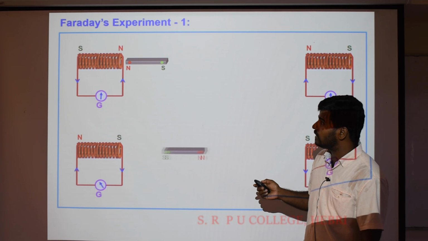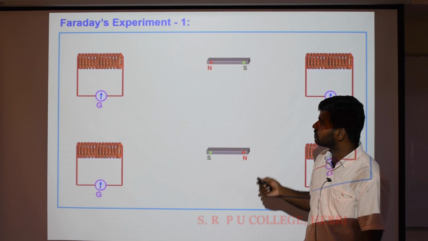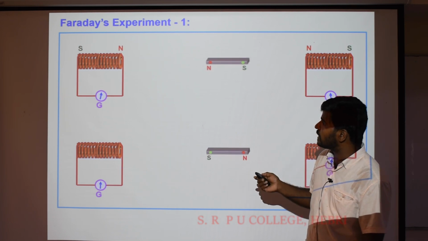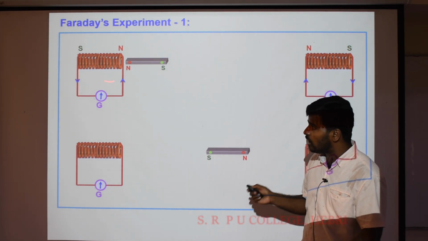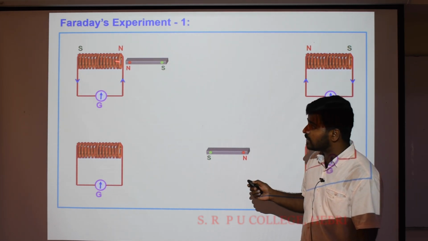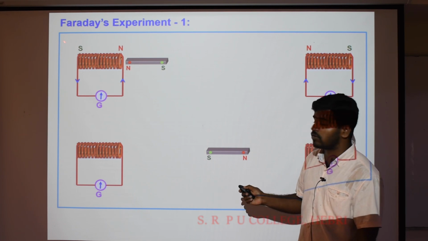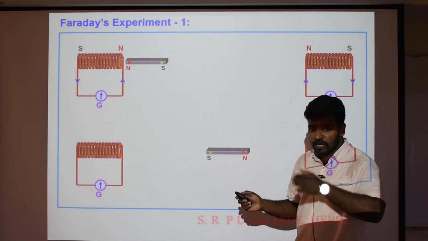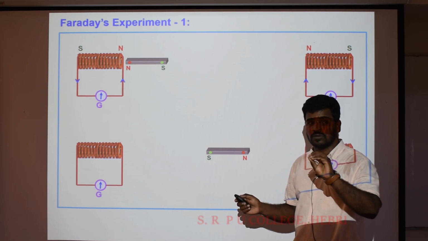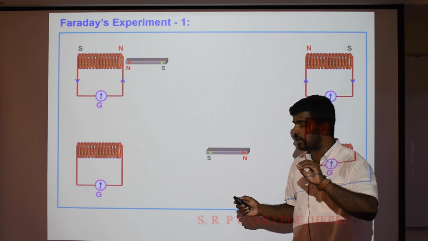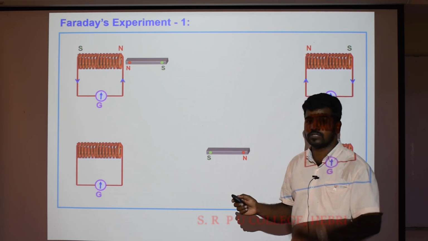Just here, when the north pole of the magnet is moved towards the coil, the magnetic field across the coil varies. Is it clear? That is the reason why the magnetic flux across the coil varies. Magnetic flux is the number of magnetic field lines crossing normally over the surface.